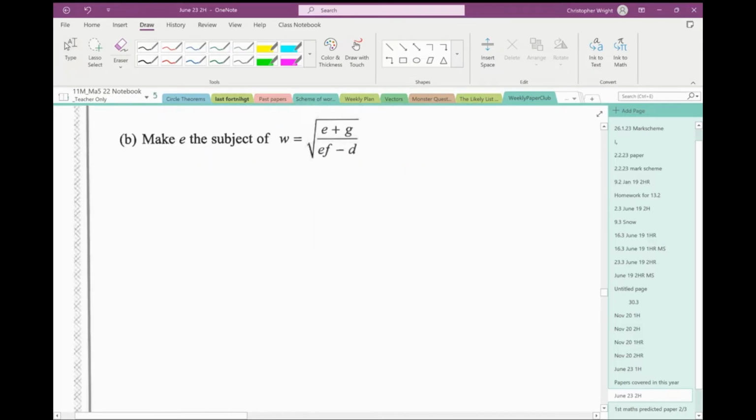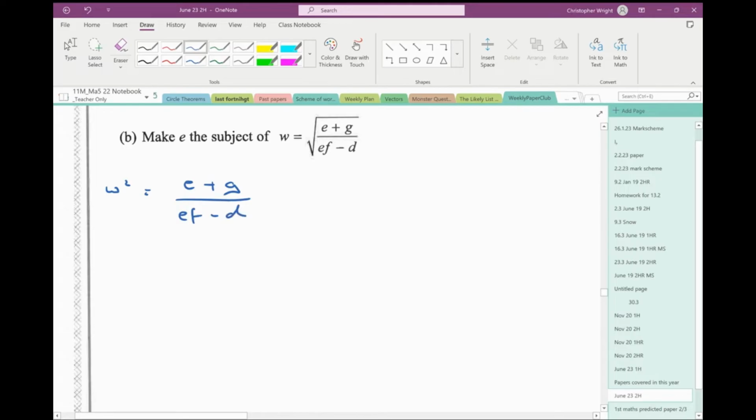Part B, make E the subject of this expression. Well, I'm going to start by squaring both sides. It's going to give me w squared equals E plus G over EF minus D. I'm going to multiply both sides by EF minus D. So now I've got rid of the square root and the fraction.